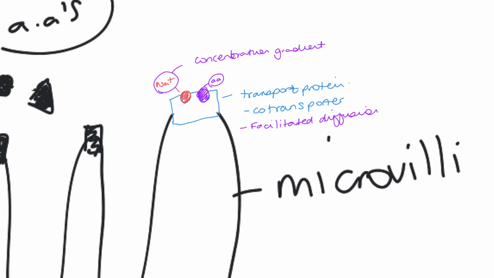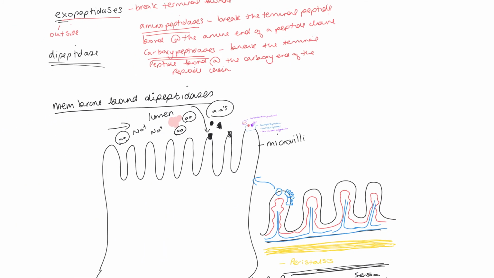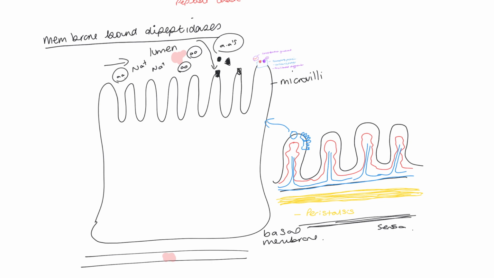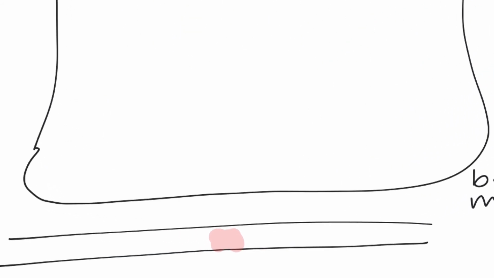So when these two binding sites are filled, this causes a change in shape of the transport protein, and both the sodium ion and the amino acids are moved into the cell. But this only works if we have a concentration gradient for the sodium ions. So in order to maintain this concentration gradient down here on the basal membrane, we have a pump which pumps sodium ions out of the epithelial cell and into the tissue fluid, where they will travel into the capillary and be moved away. So let's take a look at that.